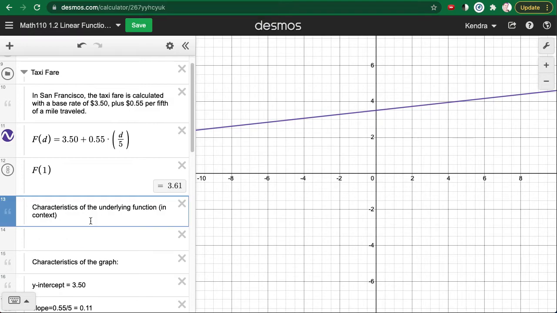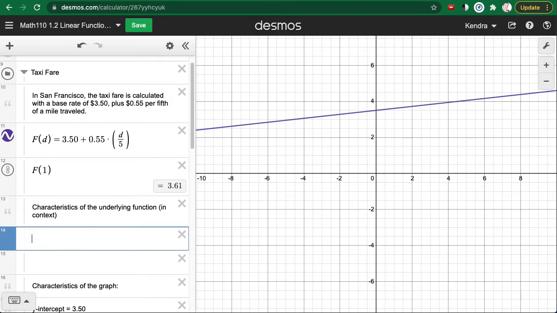So what does this 3.5 mean? What is the context of that 350? And that is going to be really our starting value. And it's the starting output value when the input value d equals 0. Okay, it's the starting fare.